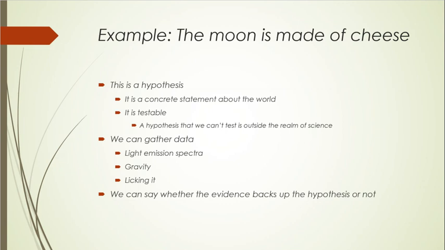So the moon is made of cheese. Now this is a hypothesis. It's a concrete statement about the world. It's not very specific. It doesn't tell you whether we're talking about a nice triple cream brie or a cheddar, maybe a nice Parmesan. But it is a statement about the world, and it is testable. That is, we can find evidence that says, yes, the moon is made of cheese, or we can find evidence that says, no, the moon is not made of cheese.